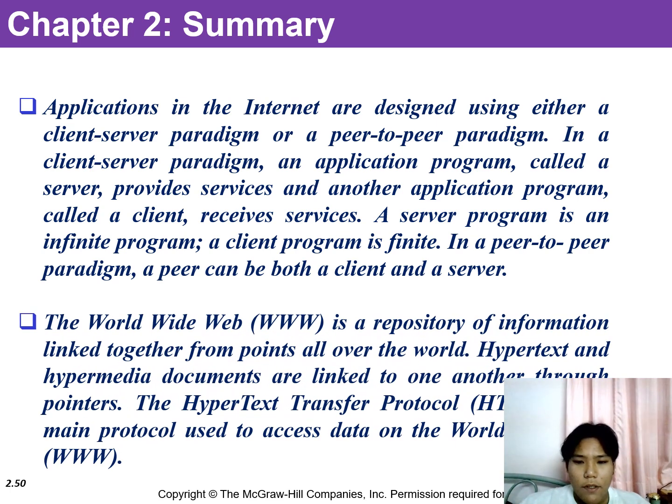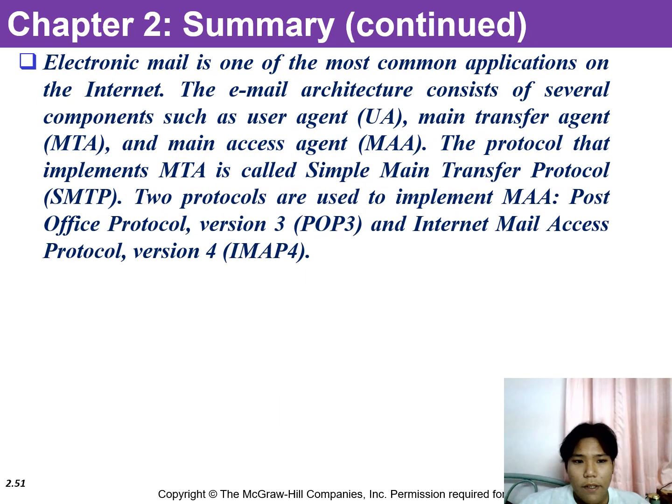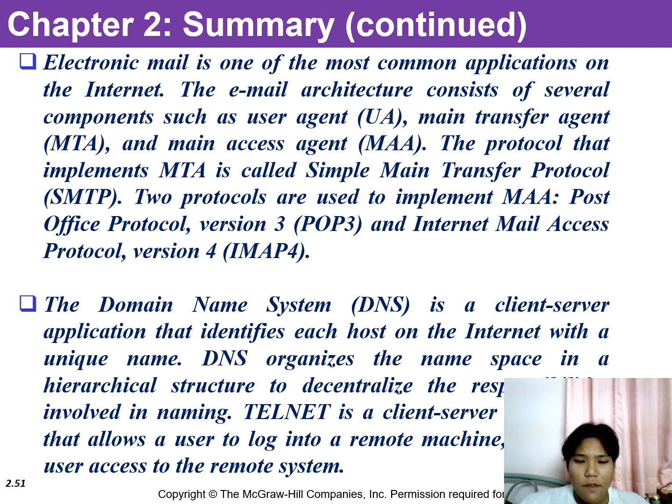The World Wide Web is a repository of information linked together from points all over the world. Hypertext and hypermedia documents are linked to one another through pointers. The hypertext transfer protocol, or HTTP, is the main protocol used to access data on the World Wide Web. Electronic mail is one of the most common applications on the Internet. The domain name system, or DNS, is a client-server application that identifies each host on the Internet with a unique name. Thank you for listening.